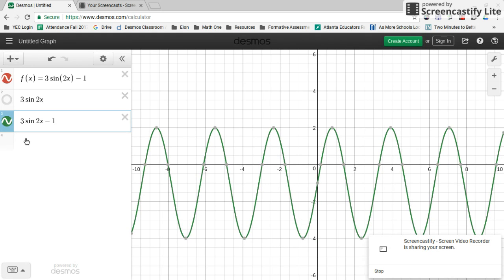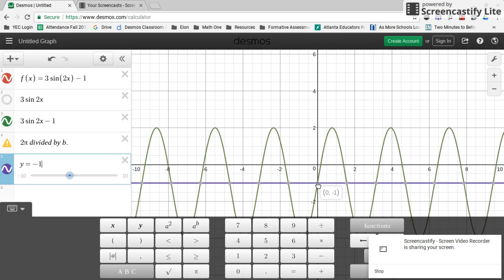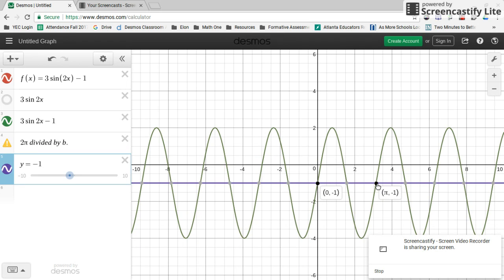All right? And also that your period is 2 pi divided by, I don't know if I can type that, by your B value. 2 pi divided by your B value. All right? In other words, if I take 2 pi and divide it by 2, I get pi. That tells me the length of 1 period. The length of 1 period is pi, and I'll graph the midline so that you can see. All right? The length of 1 period that starts at 0 will end at pi.